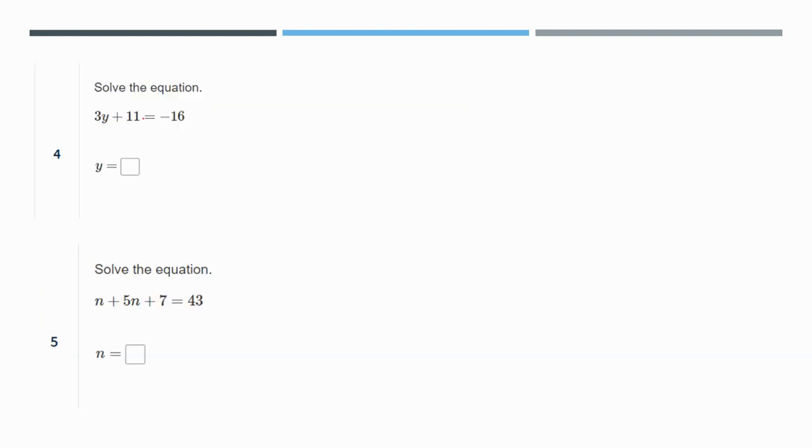Problem 4 is a two-step equation. Remember to work outside in. The furthest number from y is 11, so I'm going to remove it first. I'm going to subtract 11 from both sides, and I would get 3y equals negative 27. Awesome. From here, I'm going to just do our one-step equation. 3 is multiplied by y, so I'm going to divide by 3. Here I get y is equal to negative 9.